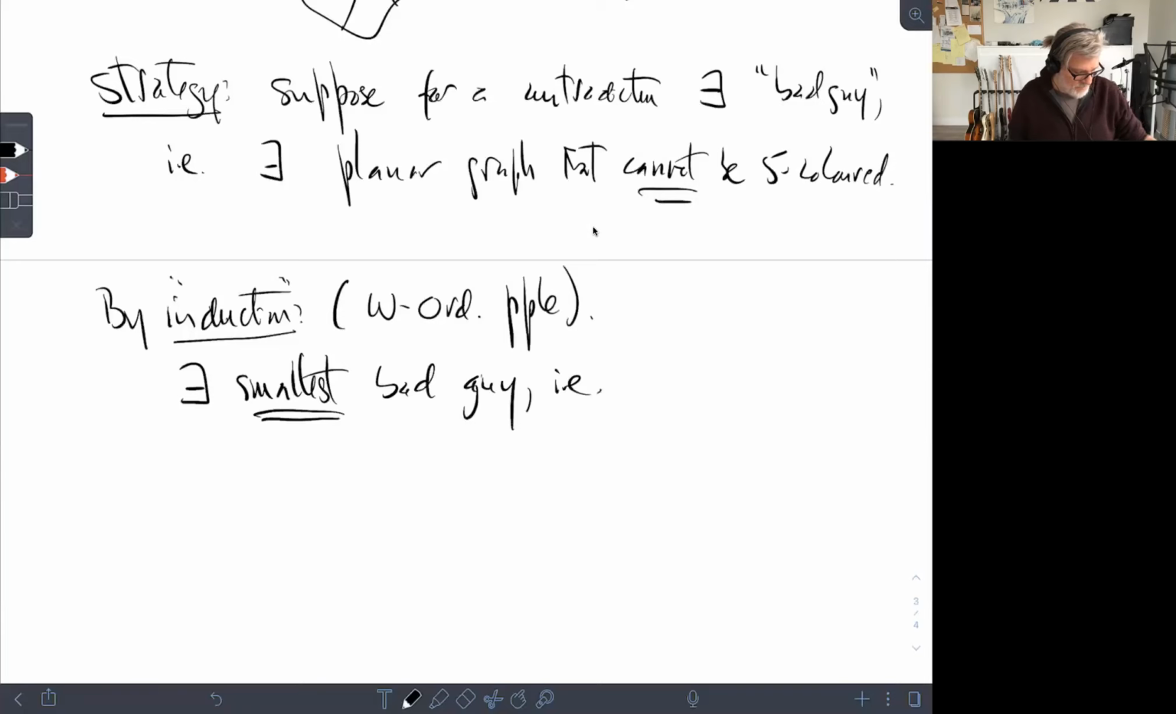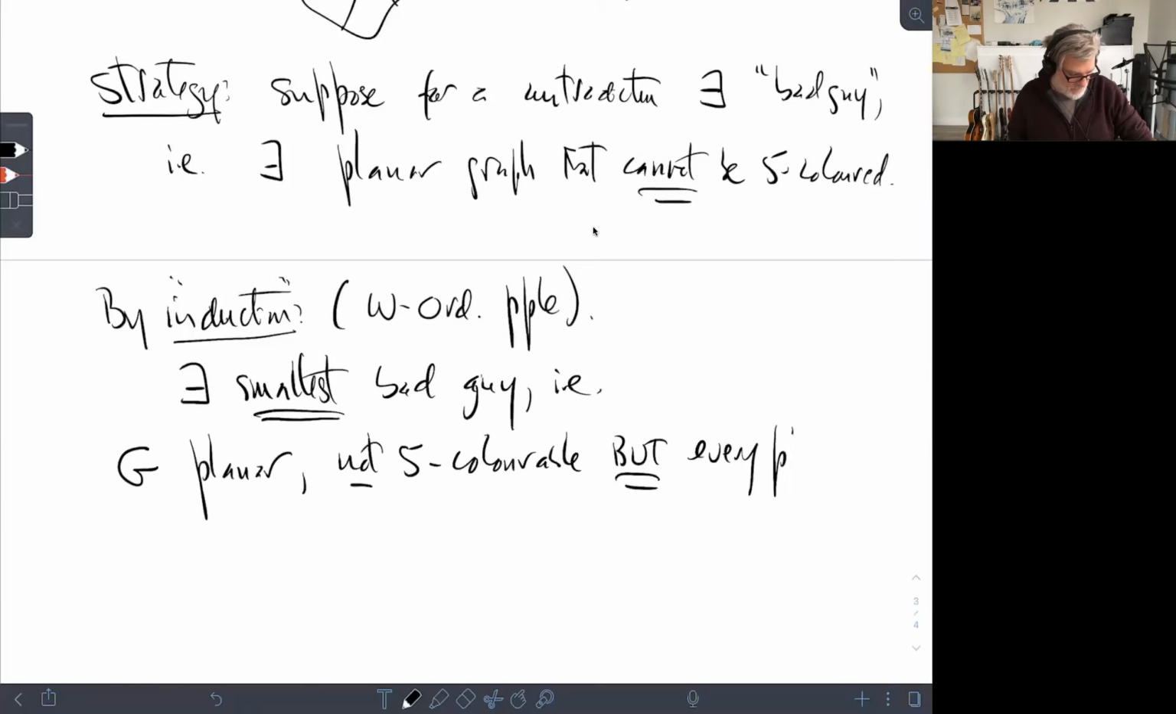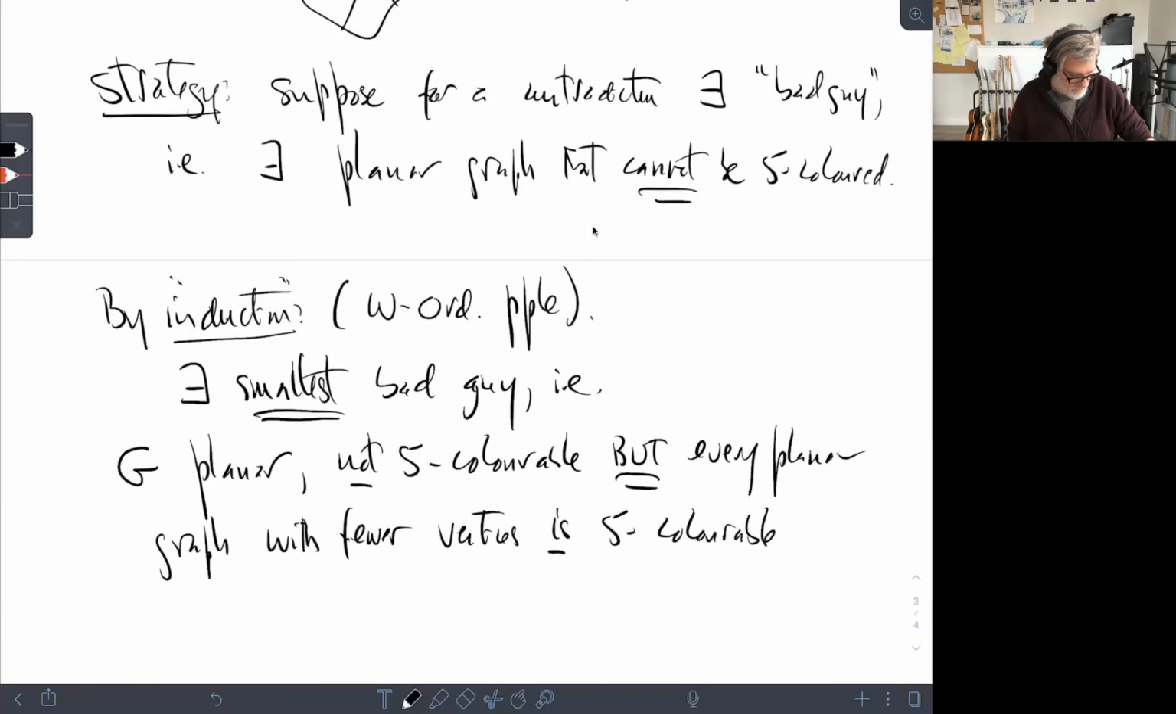In other words, we have G planar, not 5 colorable, but every planar graph with fewer vertices is 5 colorable. Is everybody okay with this?